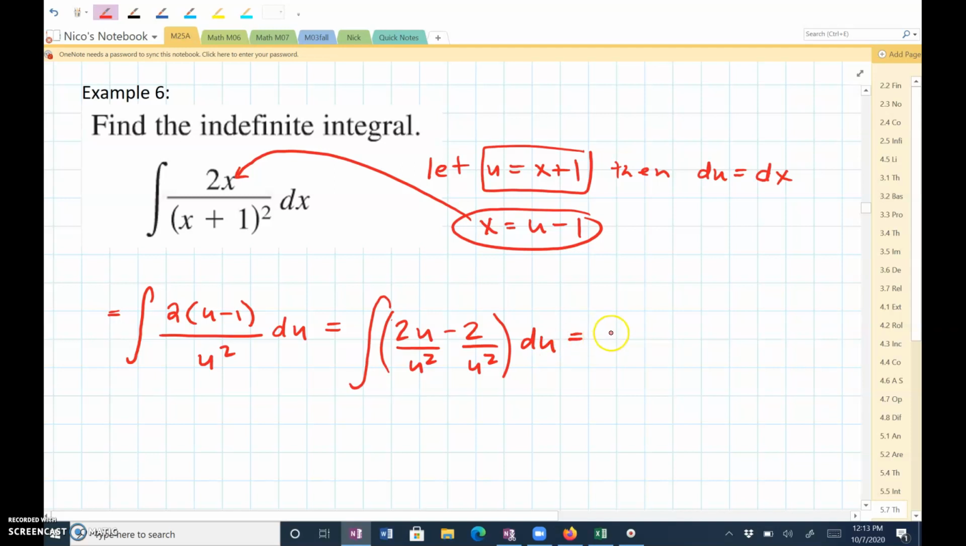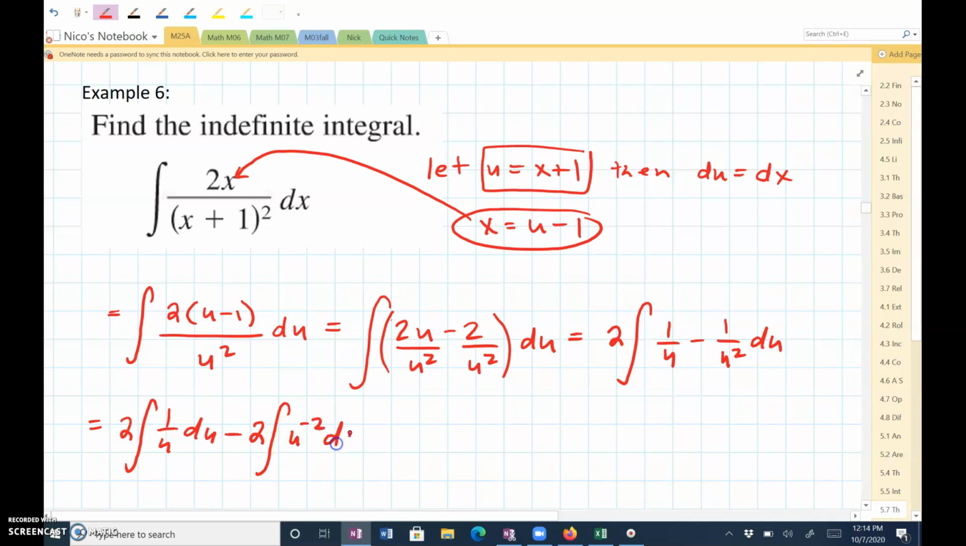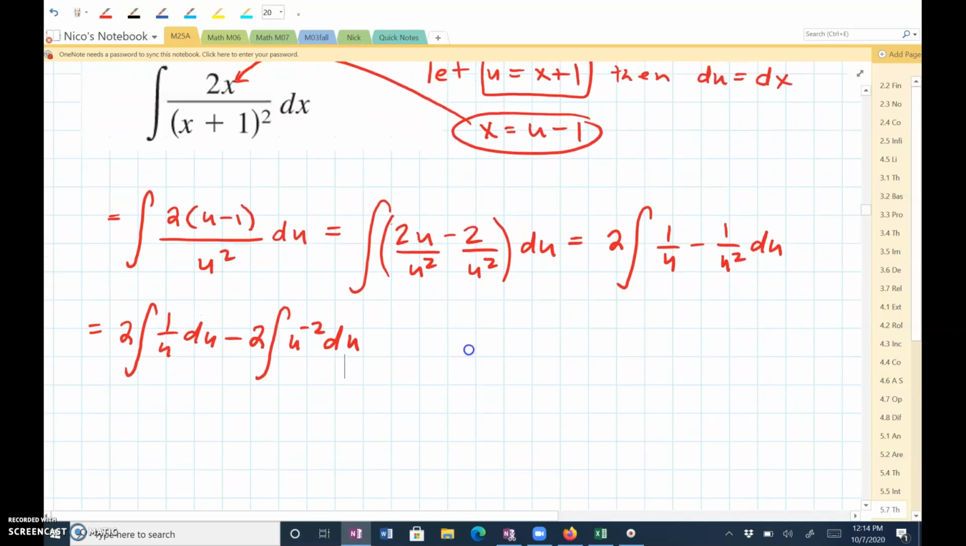Then let's see, I could factor out a 2, and u over u squared would be 1 over u minus 1 over u squared du. So then you could think of this as 2 times the integral 1 over u du minus 2 times the integral u to the negative second du. And now I can integrate.